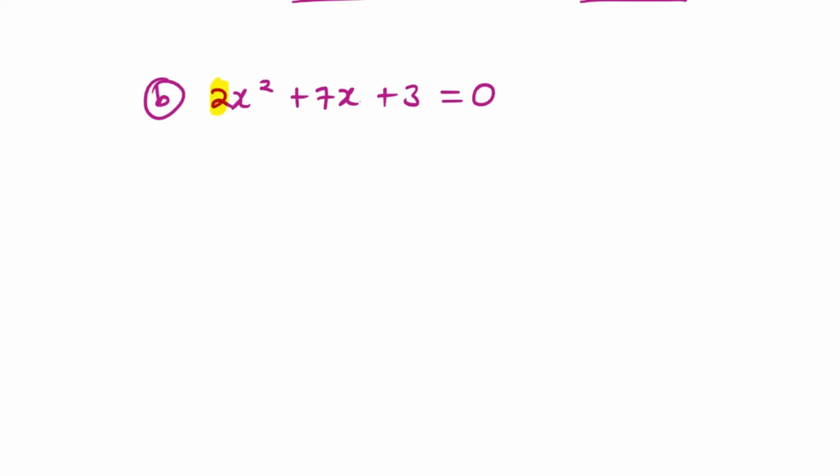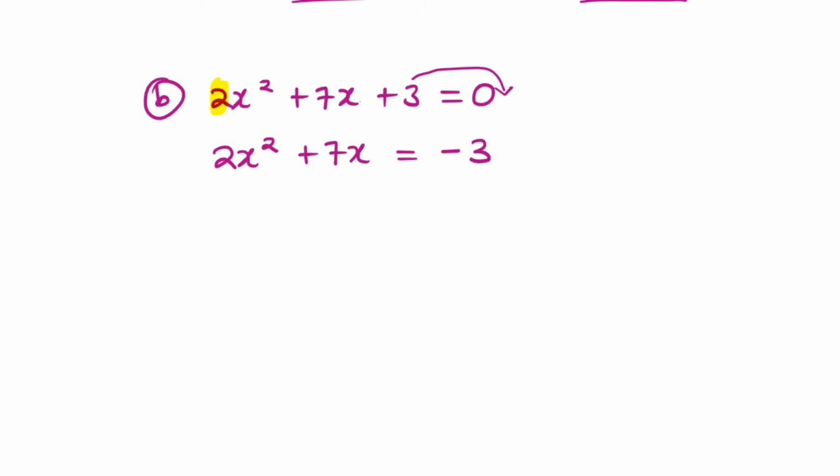Okay, so we are going to take the same steps. First of all we take 3 to the other side, and 3 here is positive. If it goes to the other side, it will become negative. So we are saying 2x squared plus 7x will be equal to negative 3. It has been taken to the other side.